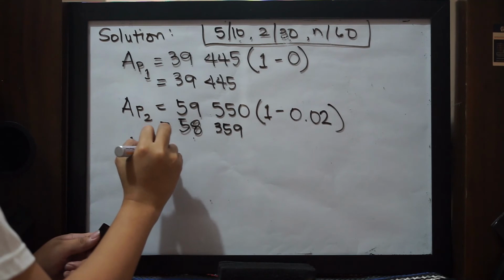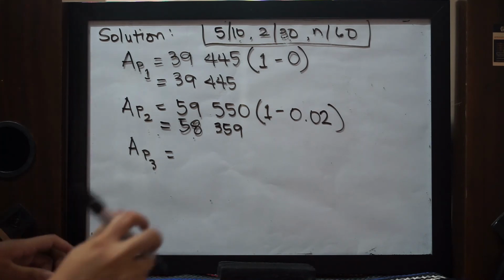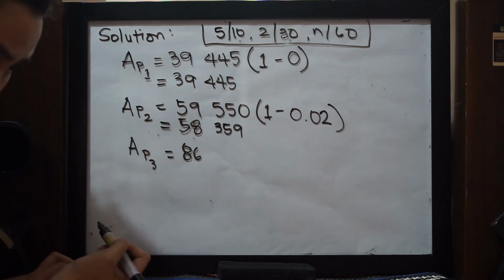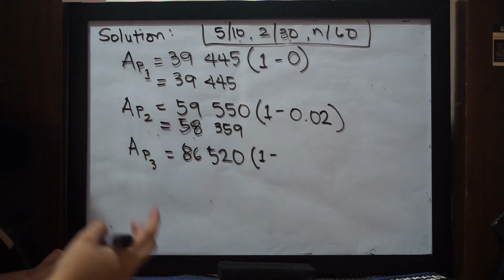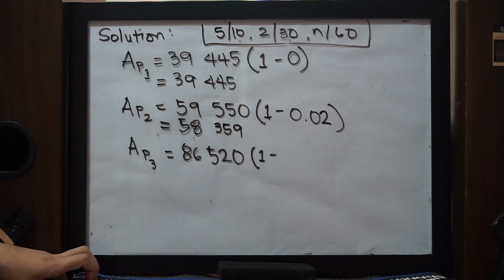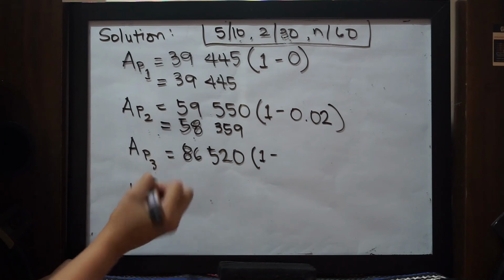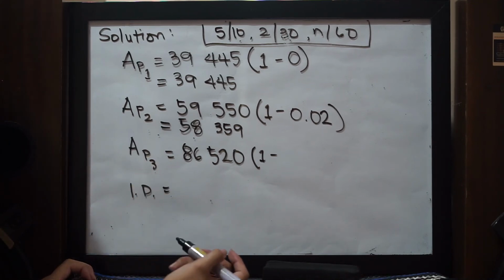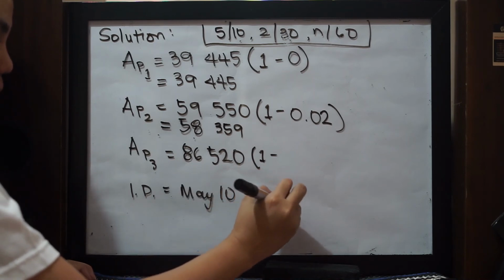Amount payable sub 3. For the third scenario, the net price is 86,520 multiplied by 1 minus the discount rate. So, let's identify what discount rate are we going to use for invoice number 3. Let's go back to the invoice date of invoice number 3, which is May 10. And this will be paid on May 15.